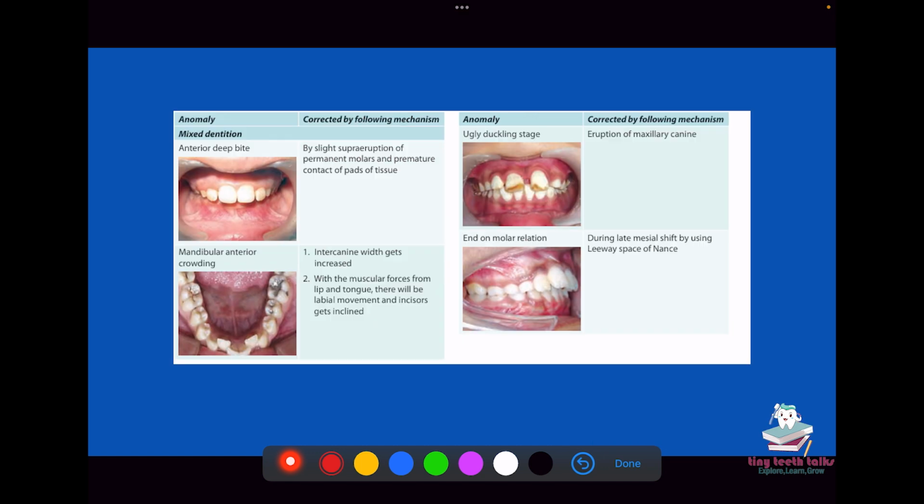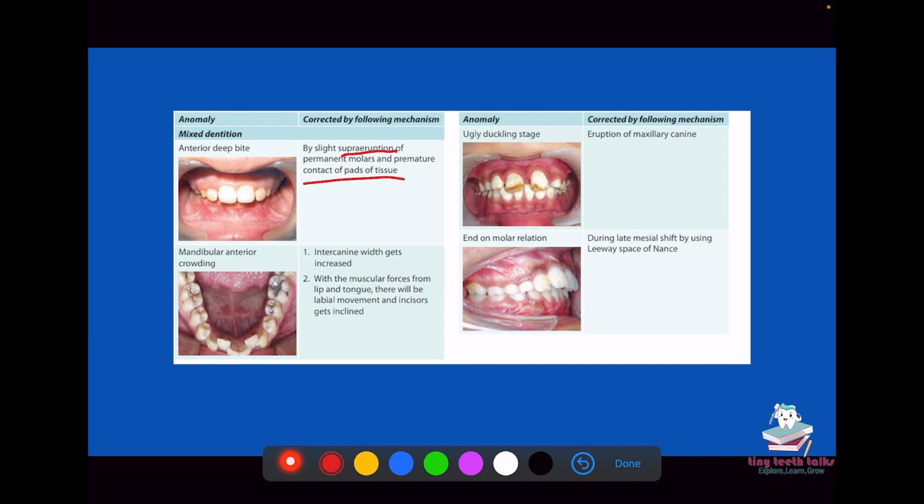Then flush terminal plane: when there is an early mesial shift and a late mesial shift, it will be corrected. Then during mixed dentition there is an anterior open bite due to vertical maxillary excess or downward rotation of the mandible and increased lower facial height, which is corrected by slight supra-eruption of the permanent molars and premature contact of pads of tissue.